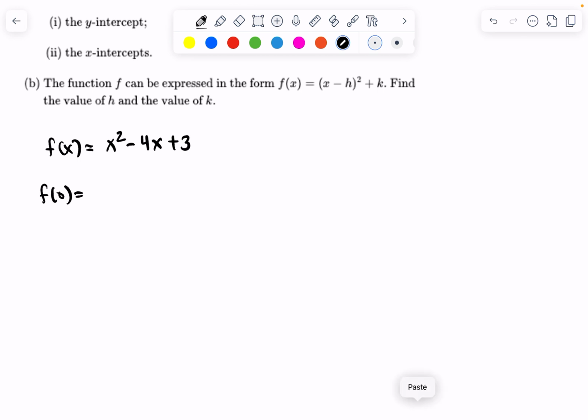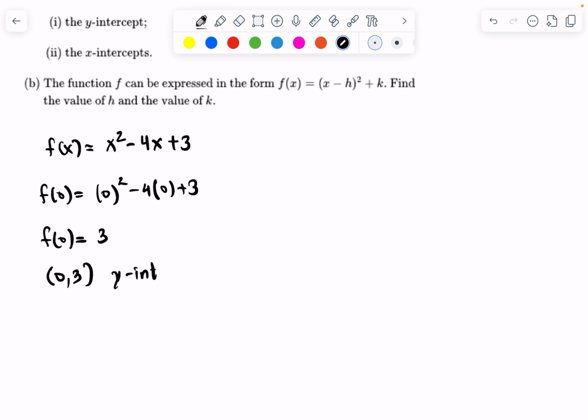We have a y-intercept whenever x is 0. So all you have to do is find the image of 0, right? Plug it in, in other words. That is to evaluate 0 in the function, and you get 3. So in other words, we're talking about 0 comma 3 being our y-intercept. Okay, and then they're asking for the x-intercepts. The x-intercepts happen when the function is equal to 0.